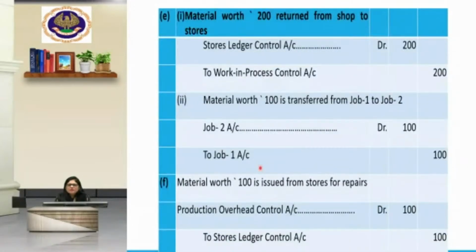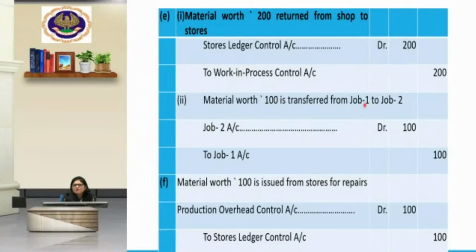Now, material return 200, return from shop to stores. All right. That means from the WIP, the production account, from the factory area, the production area, it is returned back to the stores. So stores ledger, again, it is receiving the material. So now stores ledger will be debited, and the material is coming from WIP. It is being returned, so WIP will be credited. Shop means the production, the factory area, the WIP, where actual production is going on. So stores ledger debit to WIP credit.